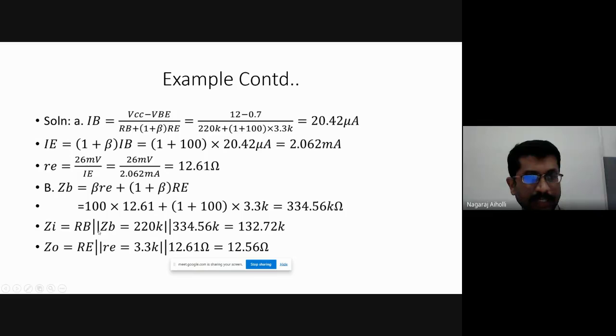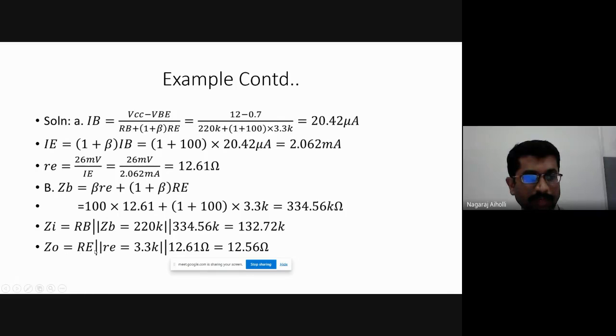Then Zi is Rb parallel Zb. That is 220 kilo ohm, which is Rb, parallel with Zb, that is 334.56 K. This will be 132.72 kilo ohms.